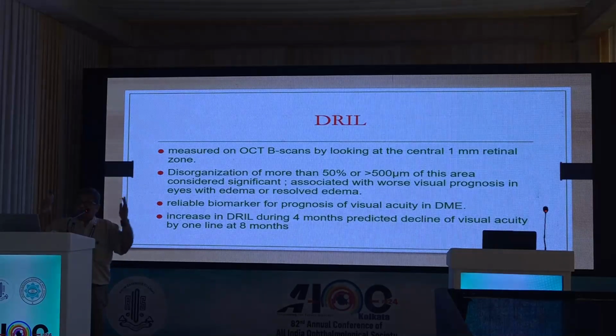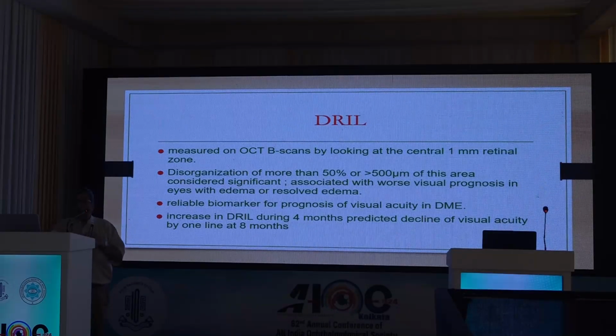Now, this is in the central 1 millimeter, and we know that if more than 50% of this area gets involved, it's a significant poor prognostic factor. And this is a very reliable factor for prognosticating a patient with DME. Supposing you have a patient who doesn't have too much edema, and has this DRIL, now you know this patient may not improve as much. Okay?